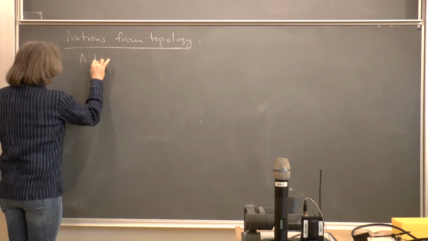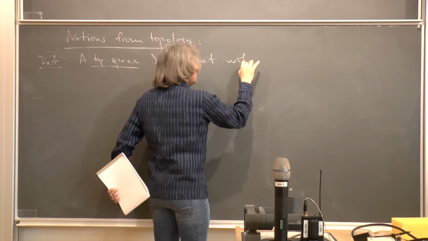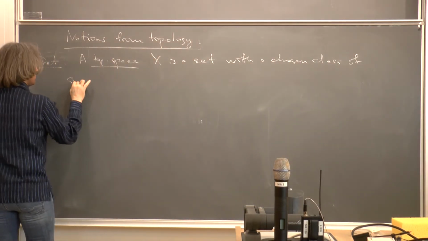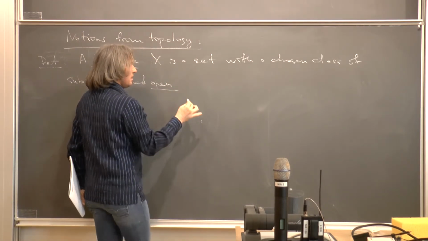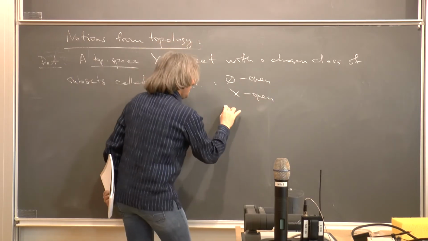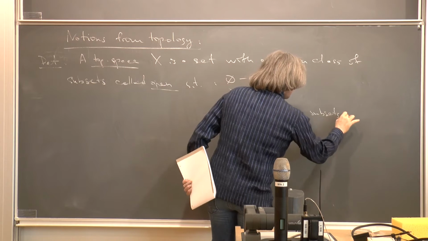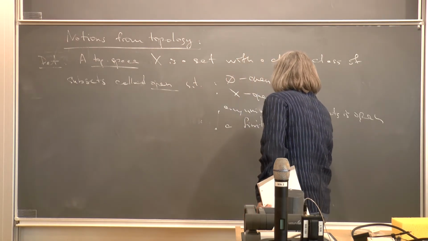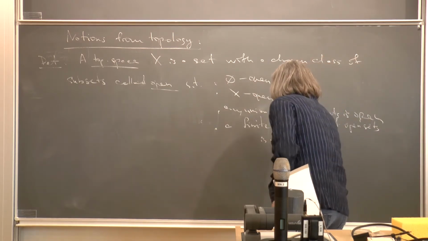So a topological space X is a set with a chosen class of subsets, called open, such that first of all the empty set is open, the whole X is open, any union of open subsets is open, and a finite intersection of open sets is open. So it's part of the data.